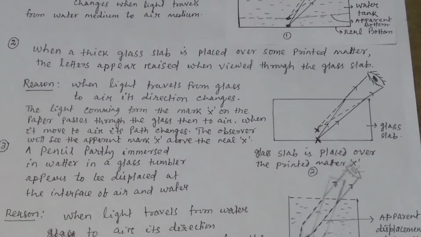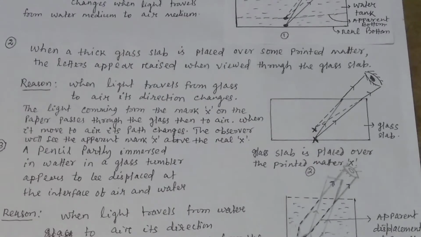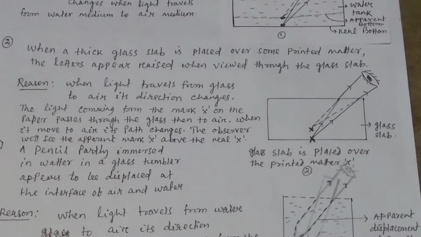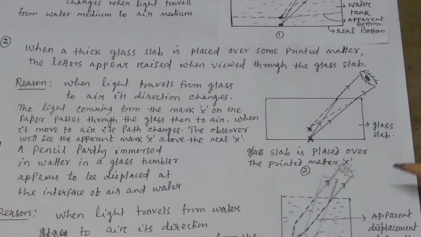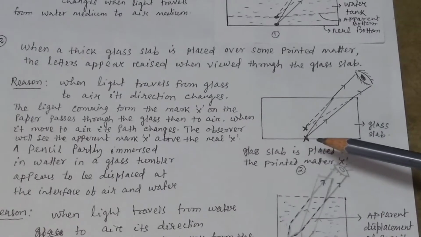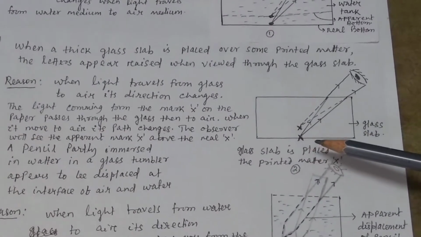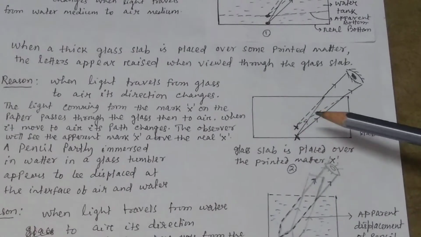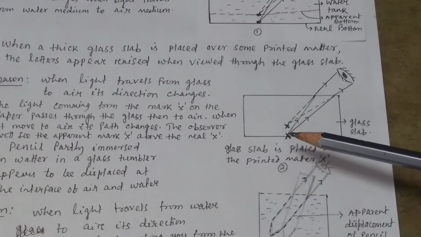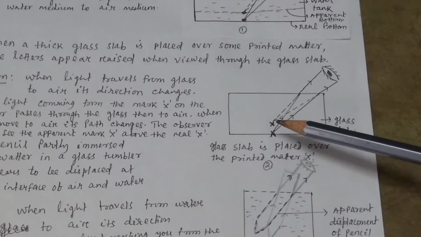Another observation: when a thick glass slab is placed over some printed matter, the letters appear raised when viewed from the glass slab. This is the glass slab. You put a cross mark on a paper and put a glass slab over it. The cross mark will be seen here. You will see the cross mark here.